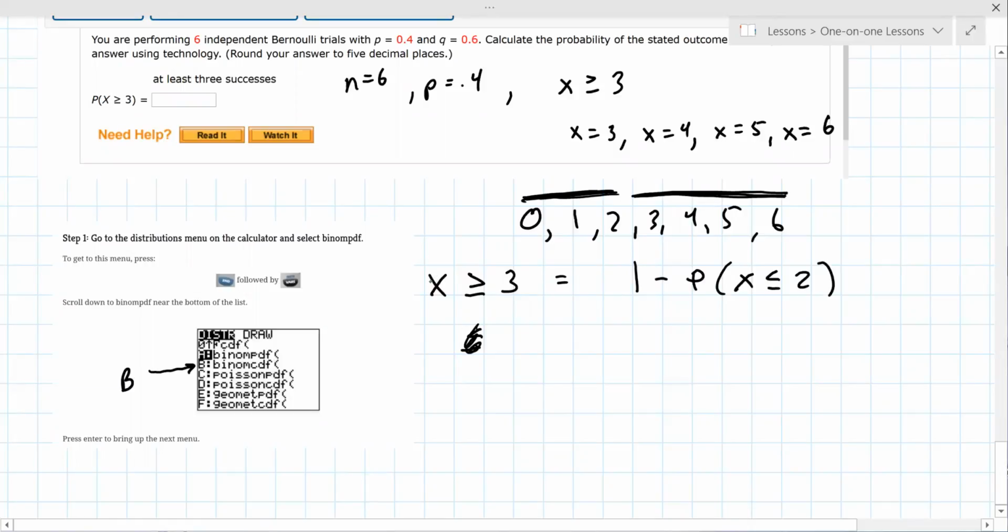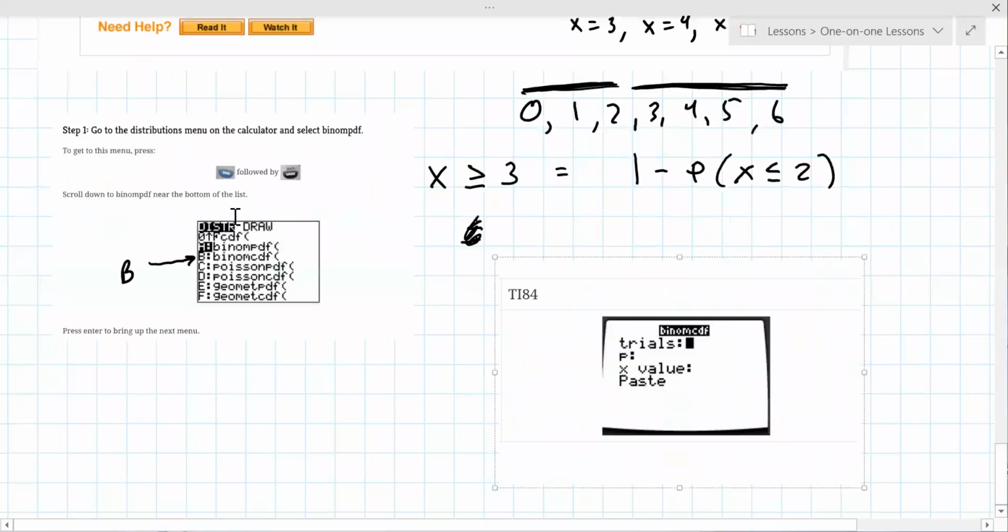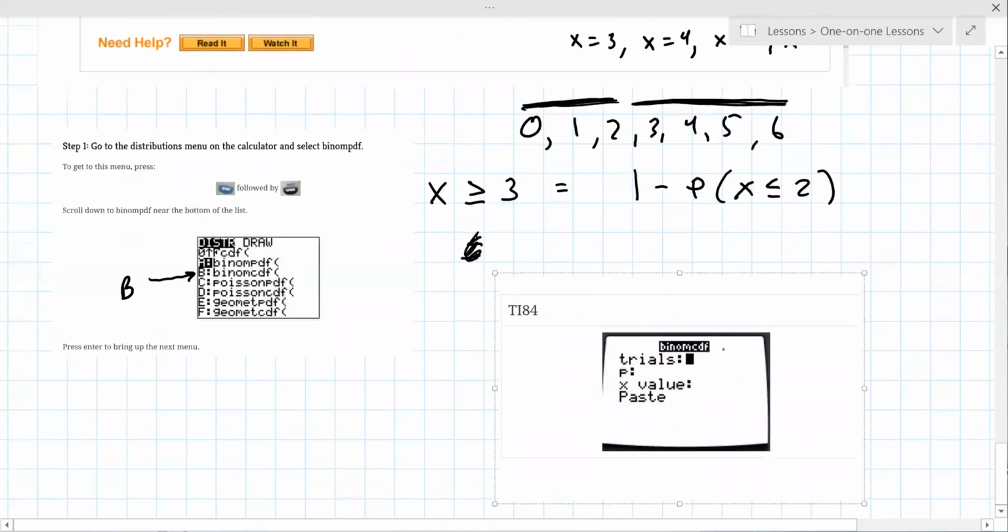So in terms of what you put into your calculator, it's the same as before, but you choose CDF instead of PDF. You'll choose this CDF. This time you're going to do 6 trials, your p-value is 0.4, your x value is 2, and whatever number you get, you have to subtract it from 1.